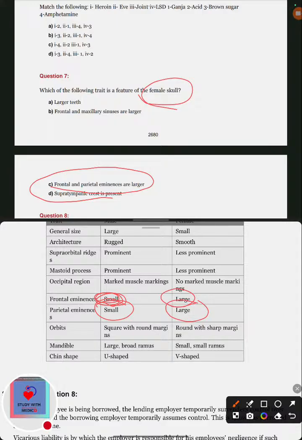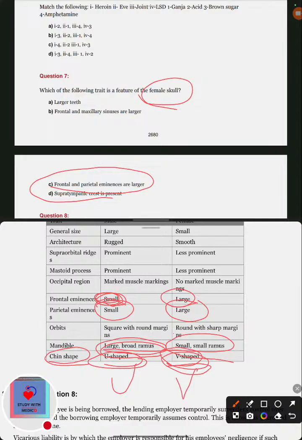Orbit is square with round margins in females, round with sharp margins in males. Mandible has a large broad ramus in males, small ramus in females. Chin shape is U shape in males, V shape in females.